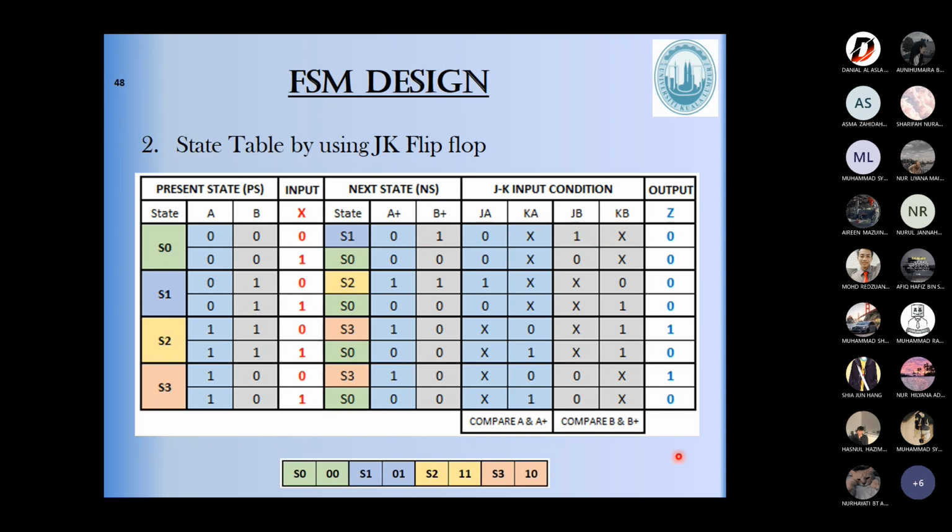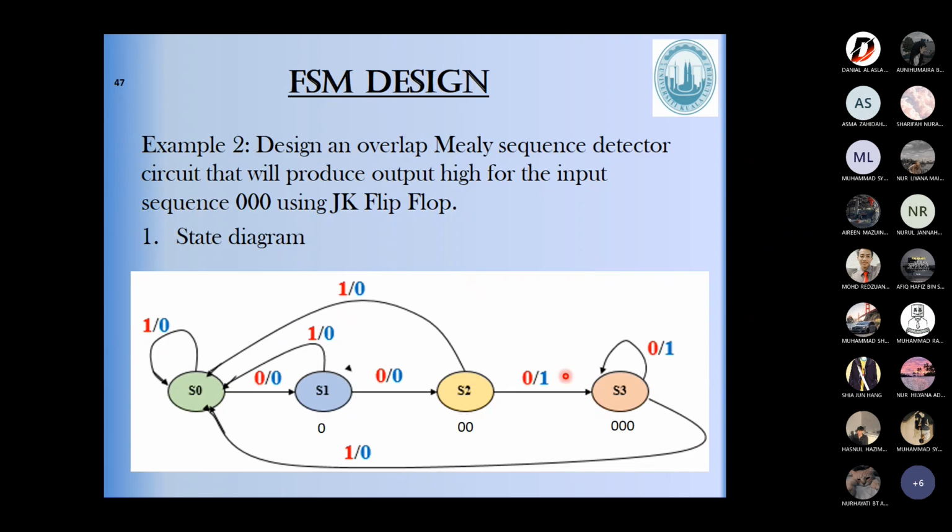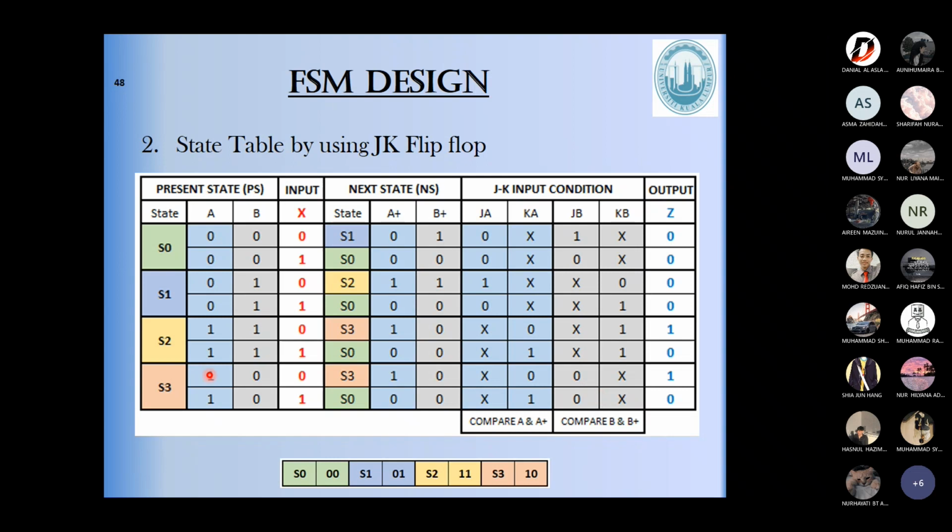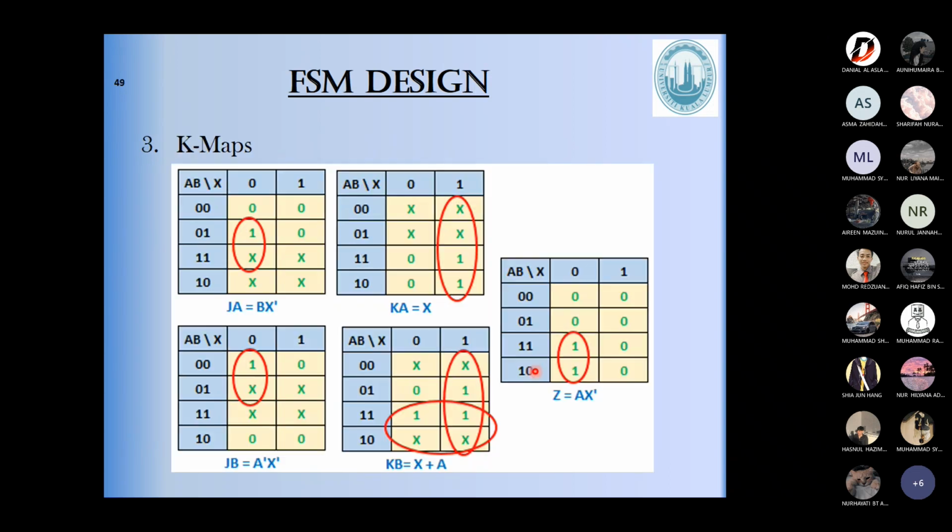And then output. Okay, notice that only 2 places where you have output S1. Bila S2 jumpa 0 dan S3 jumpa 0. So S2 meeting 0, output is 1. S3 meeting 0, output is 1. And the rest jadi kosong. Okay. Then transfer JA, KA, JB, KB, and Z to K maps.